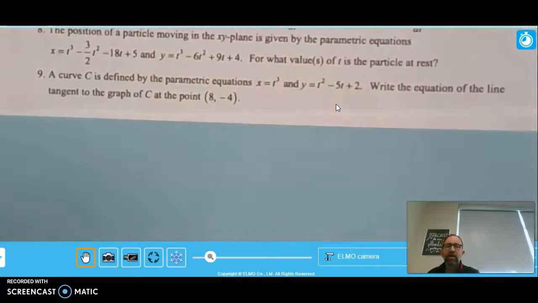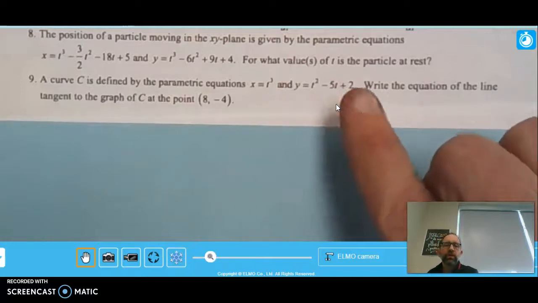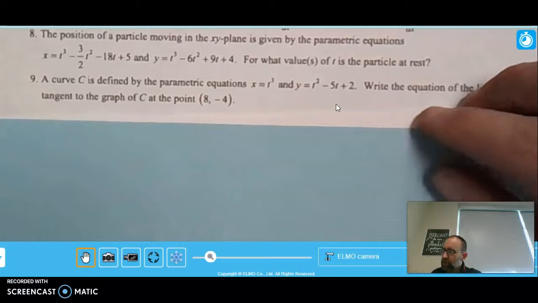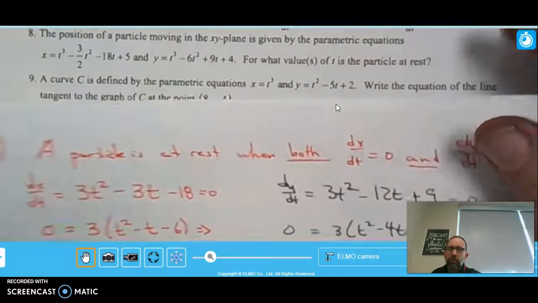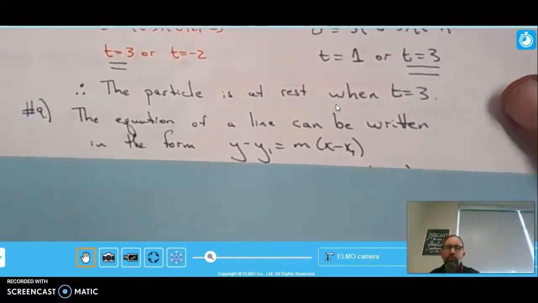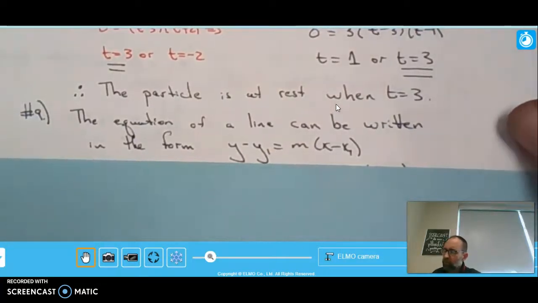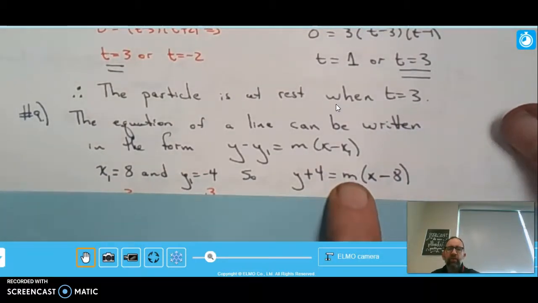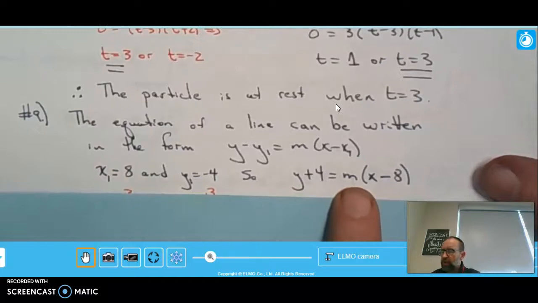For question number 9, it says we have parametric equations. Write the equation of the line tangent to the curve at the point when x is 8 and y is 4. So the equation of any line can be written in the form y minus y1 equals the slope times x minus x1. They gave us that x is 8 and y is 4, so we can substitute those in. And the only thing we have left to find then is the slope. And we know to find the slope, we want dy/dx.